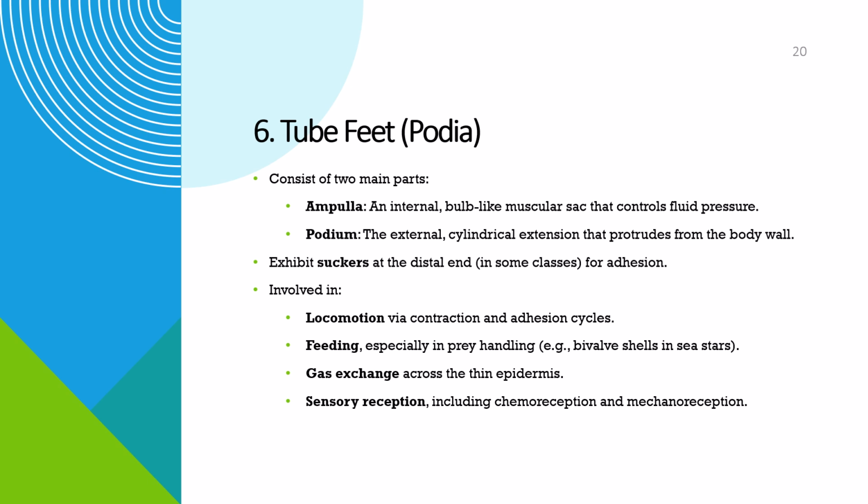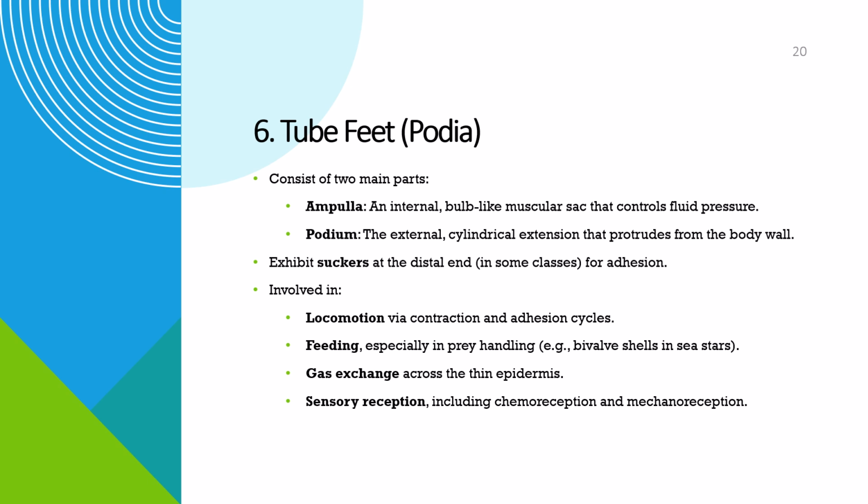So at the end of the lateral canal, what you find is a tube foot. This tube foot consists of 2 parts. One is an ampulla. Ampulla means a bulb-like structure that controls the fluid pressure. Whereas the next tube-like structure is called the podium. It exhibits suckers at the distal end for adhesion. So at the podium distal end, what we find is suckers. These suckers are helpful for adhesion.